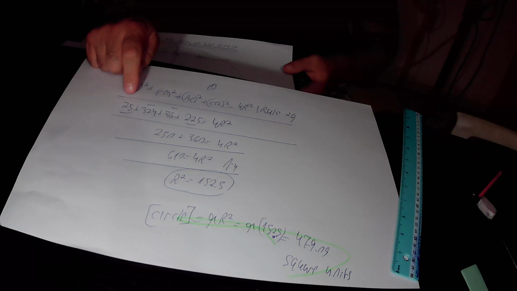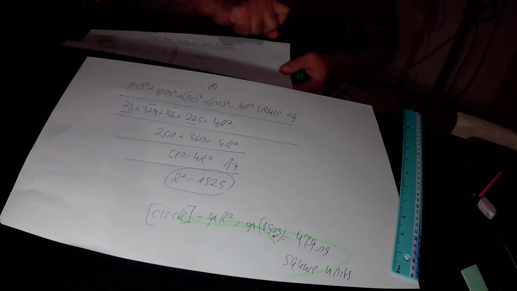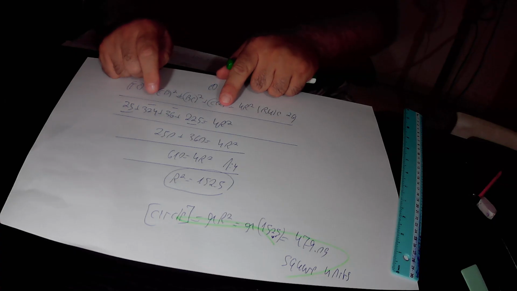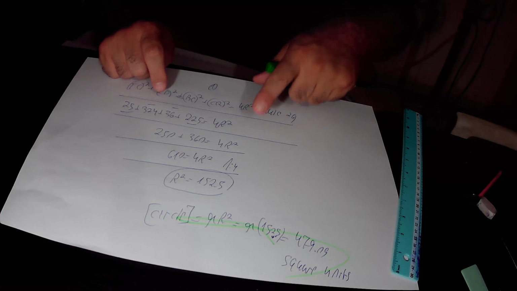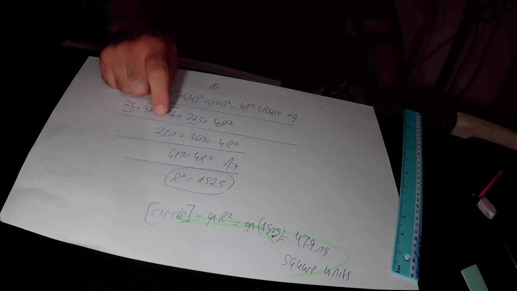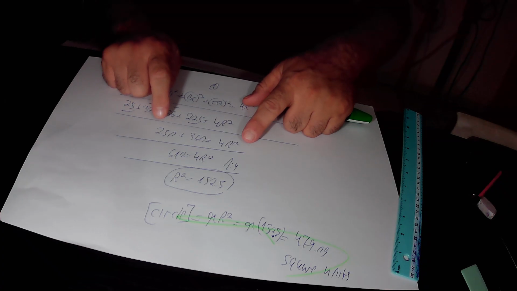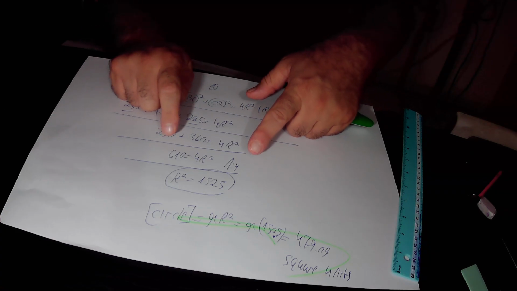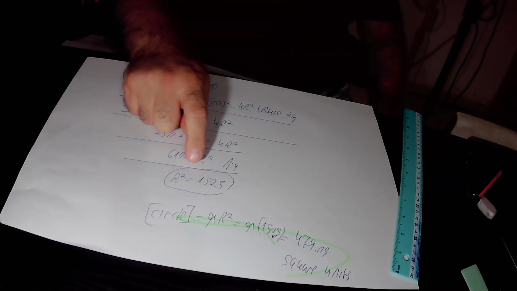So in total, we found out that 25 plus 324 plus 36 plus 225 equals 4R squared. 25 plus 225 is 250, and 324 plus 36 is 360. So 250 plus 360 equals 4R squared. 250 plus 360 is 610, so 610 equals 4R squared. Here we divided this equation by 4, and we found out that R squared equals 610 over 4, which is 152.5.